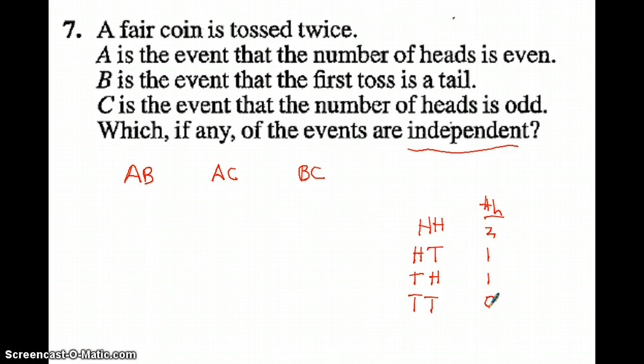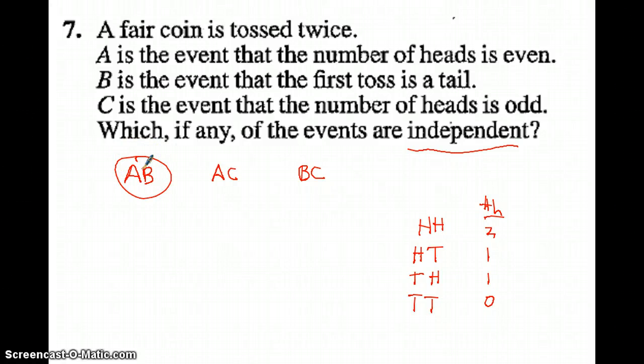The event that the first toss is a tail, well, that sort of affects whether or not the number of heads is going to be even or not. If the first toss is a tail, I could either have 1 or 0. If the first toss could have been a head, it could have been 2 or 1 or 0. I think those are going to be independent. So let's say A and B are independent.